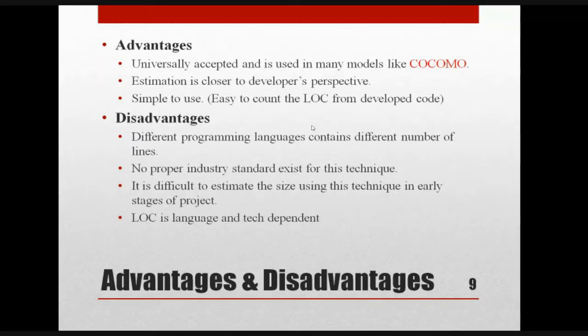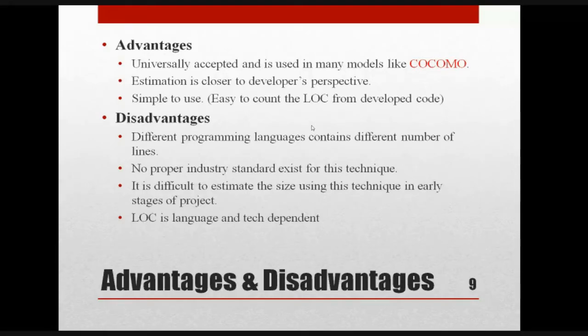So the disadvantage is that different programming languages contain different numbers of lines. Is it right? Because, for example, say that the login part is actually developed using C#.NET. Okay. So if you are going for some other language, say Python or Java, right? It will have a different number of lines, right? So this line of code concept is language dependent. That is why the first disadvantage is that different programming languages contain different numbers of lines.